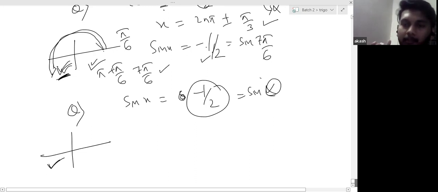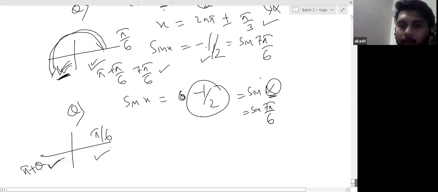Remember the principal solution. When is sine half? At pi by 6. Sine is negative in the third quadrant, so this will be pi plus theta, so pi plus pi by 6, which is 7 pi by 6. So this alpha will be 7 pi by 6. If you take the fourth quadrant, it will not be wrong, but the standard solution method is taking the first angle you meet.